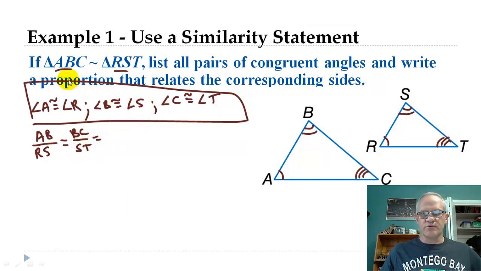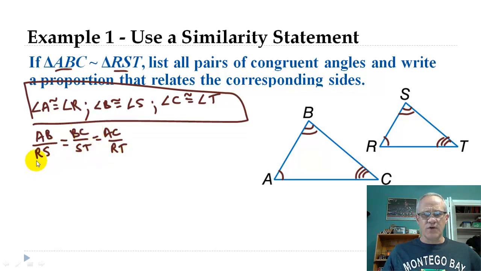And that would equal the third side, which would be CA and RT. So here's CA and RT. And so again, we got AB on top, BC on top, and then AC would have to be on top of this third one. AC over RT. Notice on the top, all the As, Bs, and Cs, and on the bottom are the Rs, Ss, and Ts.